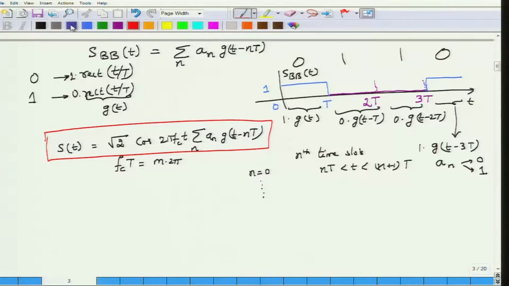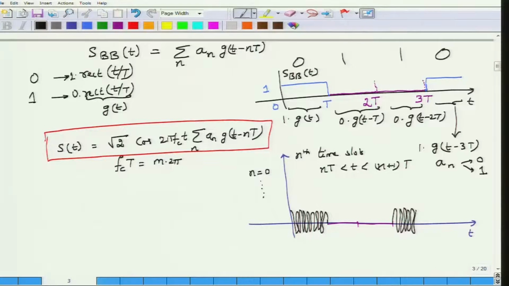If you actually look at how the signal would look, if this for example represents a voltage signal, or the electric field coming out of the optical transmitter, it would be this one. For the same sequence 0 1 1 0, you will have a fast varying carrier waveform, then followed by a 0, followed by another 0, then again you will have the fast varying waveform.